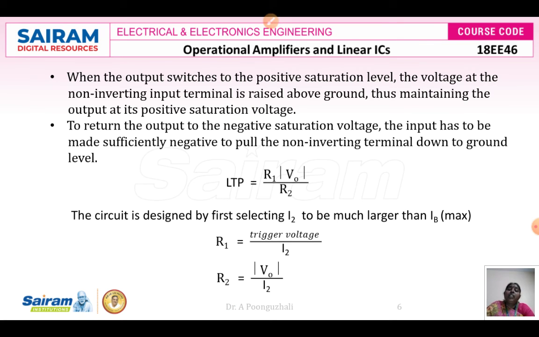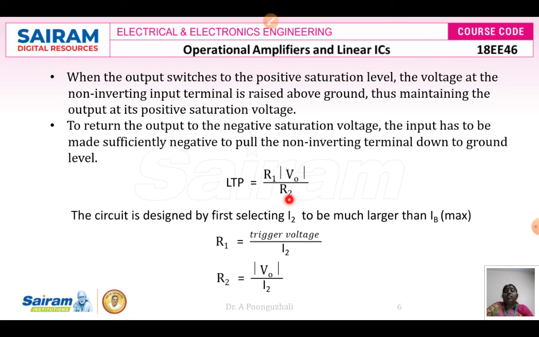So next, when the output switches to positive saturation, the voltage at the non-inverting terminal is going to be raised above the ground, and the output is going to be maintained at the positive saturation voltage. Now my output should change from plus Vsat to minus Vsat. To change from plus Vsat to minus Vsat, the input has to go to the negative portion or negative half cycle there. When it is made sufficiently negative, then the voltage at the non-inverting terminal is going to be negative. That means my output voltage is negative. So that time whatever voltage I get, that is nothing but the LTP point. So LTP is equal to R1 into V0 divided by R2.